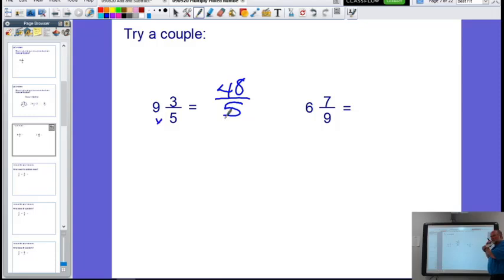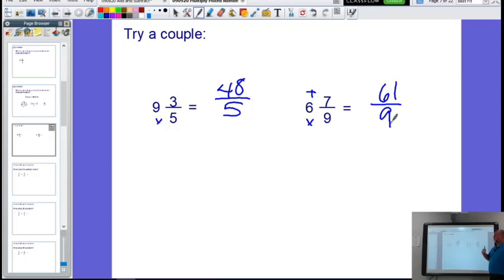Well, what if I did 6 7/9? Well, the 9 times the 6 gives you 54 because you multiply those. You add the 7 to that. So 54, 55, 56, 57, 58, 59, 60, 61. And you put that back over the 9. So that would be 6 7/9 as an improper fraction.